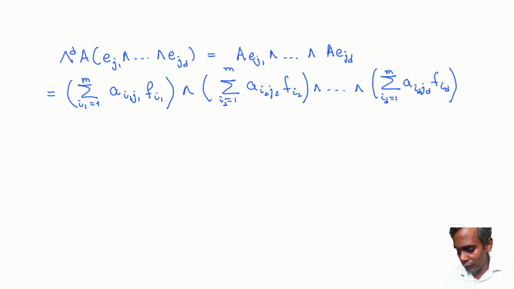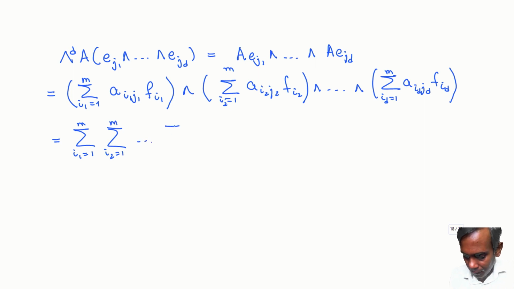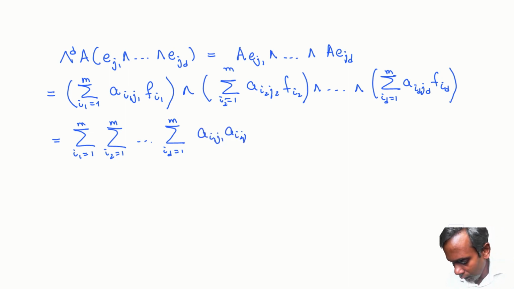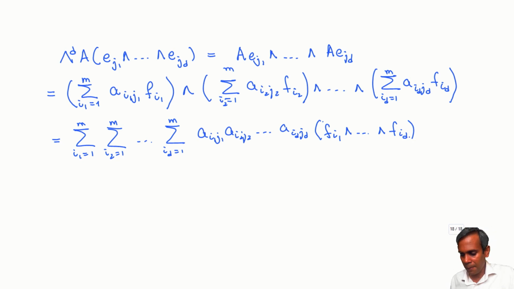And if we pull out all the constants, we'll get this multiple sum, i1 equals 1 to m, i2 equals 1 to m, id equals 1 to m, and then we get this product of coefficients a_{i1 j1}, a_{i2 j2}, a_{id jd}, and then finally we get our vectors, which are f_{i1} wedge ... wedge f_{id}. But these things are not linearly independent.